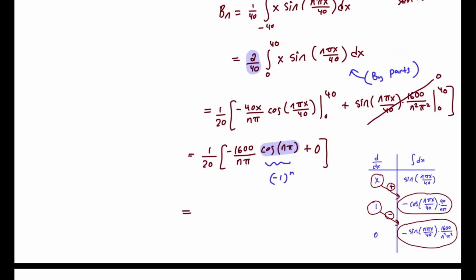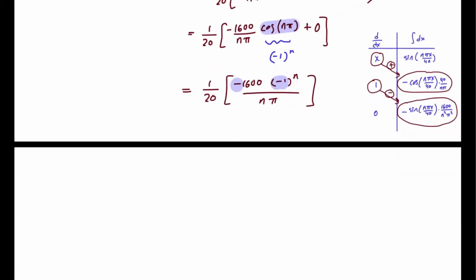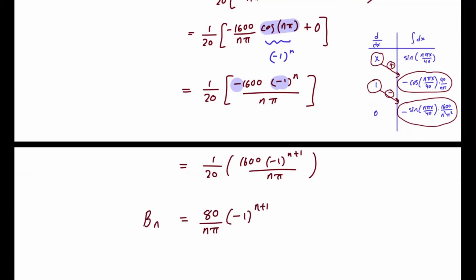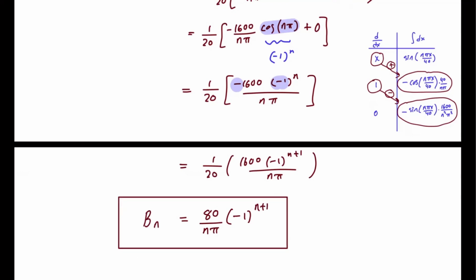So our coefficient Bn is simply 1 over 20 times negative 1600 times negative 1 to the n over n pi. Now here I can use some laws of exponents. Here, negative 1, negative 1, that will be negative 1 to the n plus 1 power. So you'll have 1 over 20 times 1600 times negative 1 to the n plus 1 over n pi. And then 1600 over 20 simplifies to 80 over n pi times negative 1 to the power of n plus 1. That is your Bn for every integer value of n.